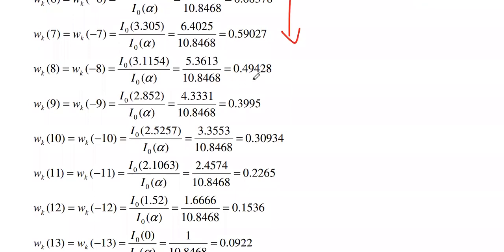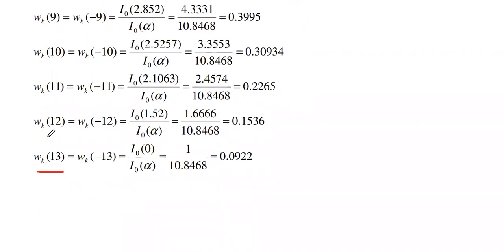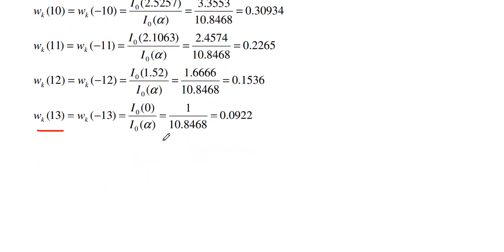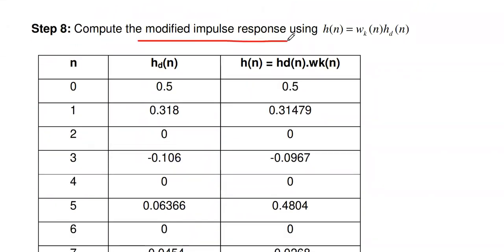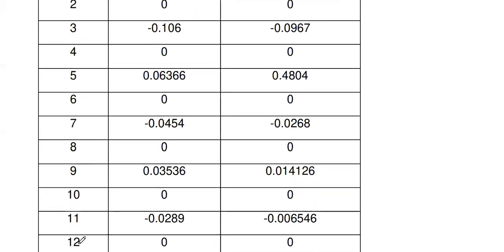So WK of 8 is 0.49, WK of 9 is 0.39, WK of 10 is 0.3, WK of 11 is 0.22, WK of 12 is 0.15, WK of 13 is 0.09. So we calculated the 27 window sequence values. Once you have calculated the windowing sequence, the next step is to compute the modified impulse response. That is, H of n is obtained by multiplying the windowing sequence with the corresponding desired impulse response, for n equal to 0 to 13.